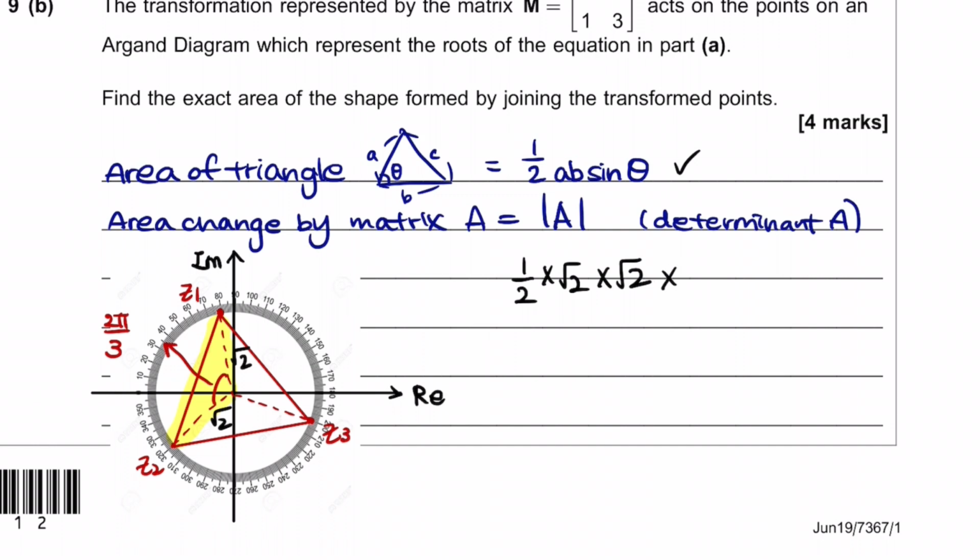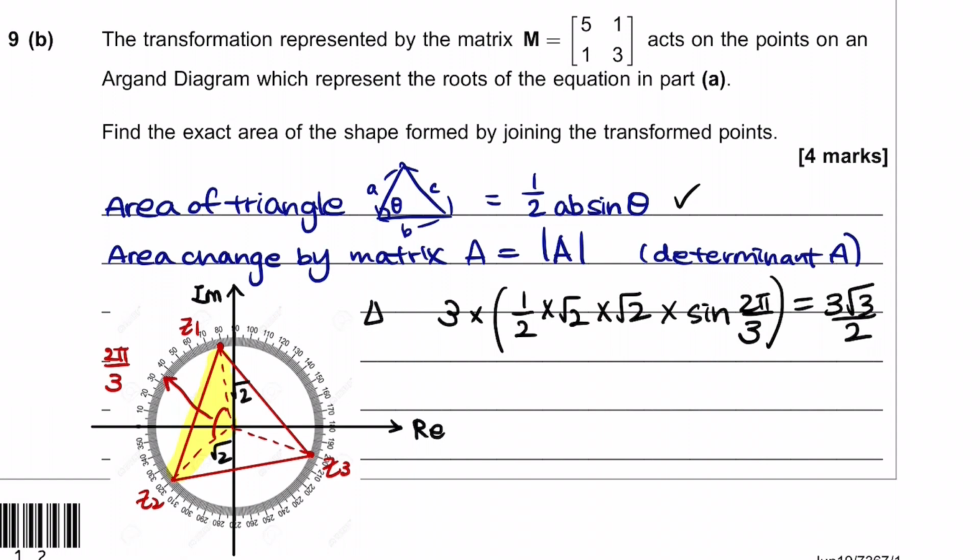And then the angle between those two lines is a theta difference, which is sine 2 pi over 3. And as I said before, this yellow highlighted area is 1/3 of the area that we want to find. So everything times by 3, and this will give you 3 root 3 over 2. This is the area that we want to get, so the area of the triangle.